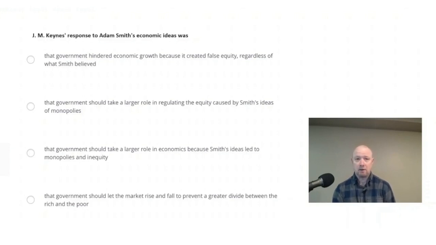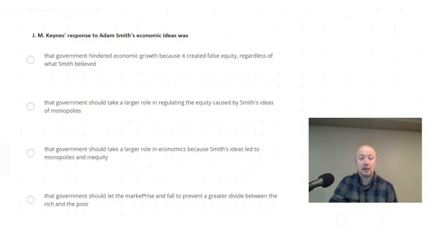All right, so the biggest difference between J.M. Keynes and Adam Smith's ideas is that J.M. Keynes believed that the government should get involved in economics. The reason is that there could be a big divide between the rich and the poor. J.M. Keynes believed that Adam Smith's ideas would lead to a rich class and a poor class without government intervention. So we're going to eliminate any choice that does not have the government involved.